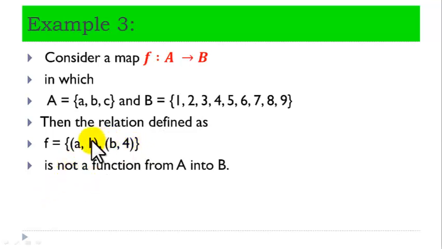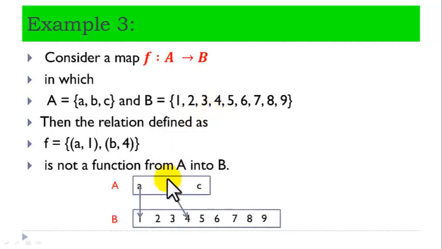Because one element in A is not mapped to an element in B. That is element c. Here a is mapped to 1, b is mapped to 4, but c is not mapped to any element in B. Let us look at this in a diagram. A is mapped to 1, b is mapped to 4, but c is not mapped to any element in B. That is why the rule f is not a function from A into B.